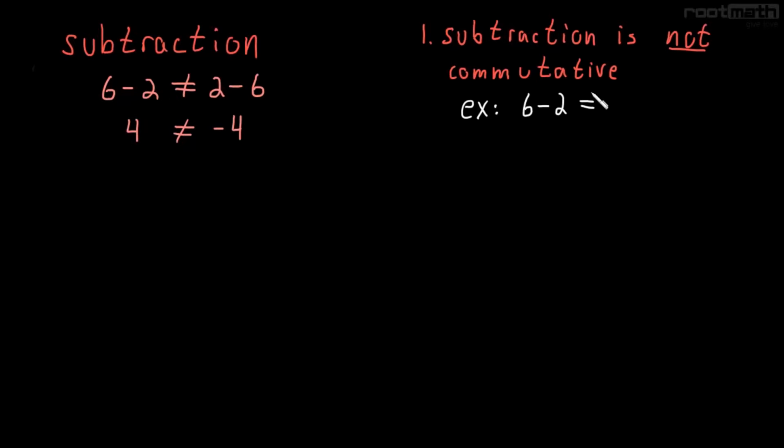And the example we just gave is 6 minus 2 is not equal to 2 minus 6. There's other things wrong with subtraction. For instance, subtraction is not associative.